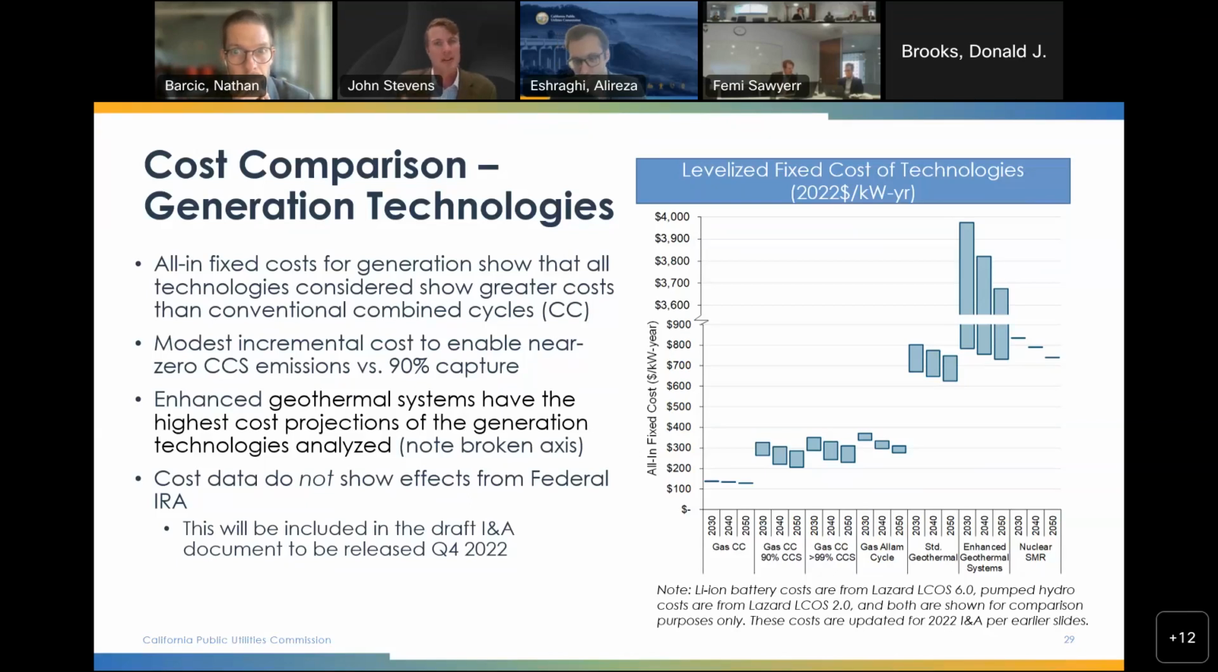And we can see that whenever you're adding CCS, there is an incremental cost associated with that, as would be expected. We've also compared standard geothermal with enhanced geothermal, and you can see that there's a break in the axis, and that under the projections that we've used from the NREL Annual Technology Baseline, enhanced geothermal systems are expensive. But again, we recognize that this is an emerging technology and these costs may change. And then finally, there are estimates of nuclear costs, which again are roughly in line with that of standard geothermal. So let's go to the next slide, please.